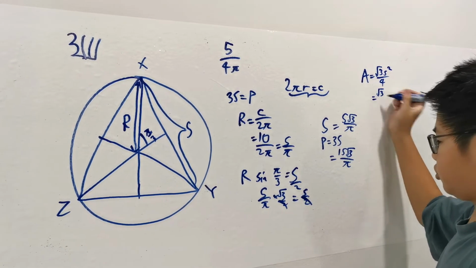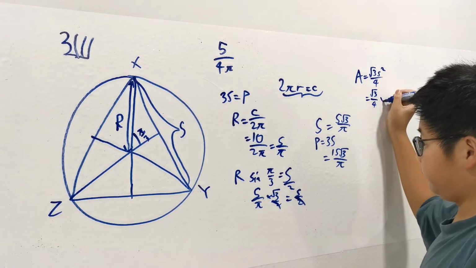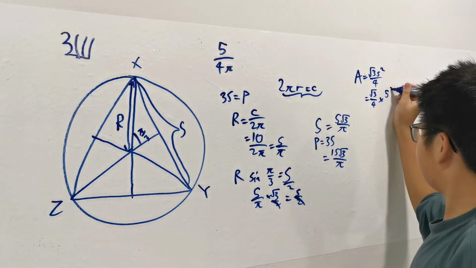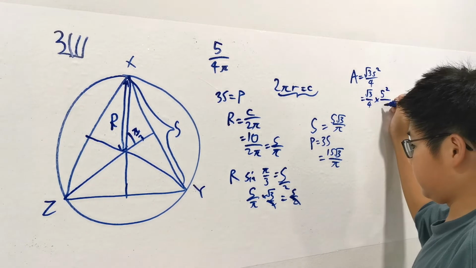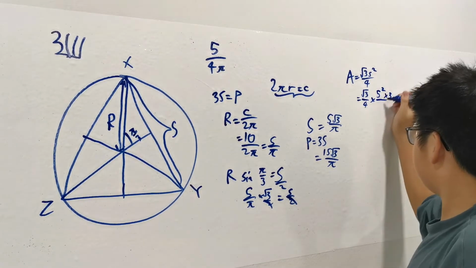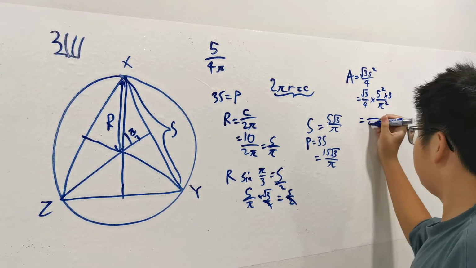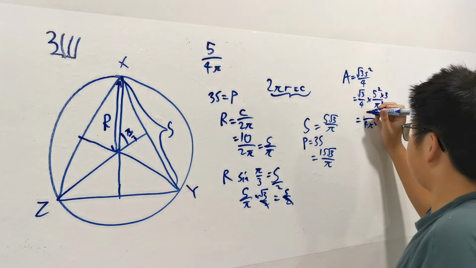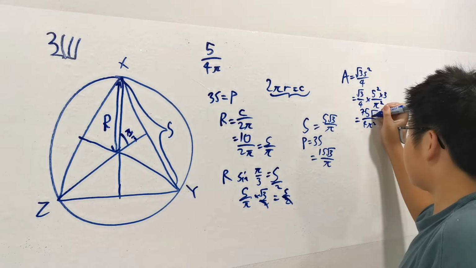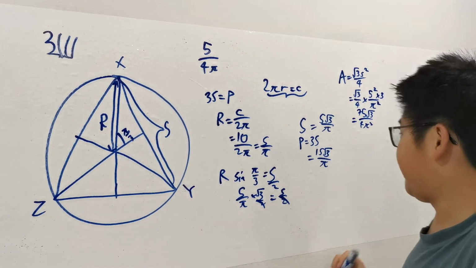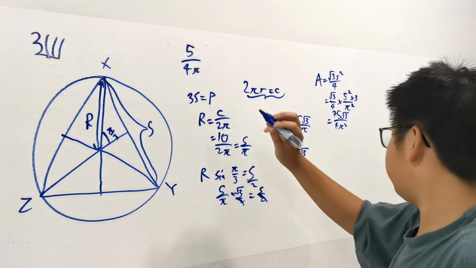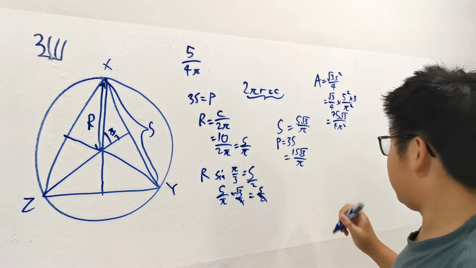So now we find root 3 over 4 times 5 squared times 3 over pi squared, which equals 4 pi squared. 5 squared times 3 is 75. So the area is 75 root 3 over 4 pi squared. 5 over 4 pi. Does this look familiar?